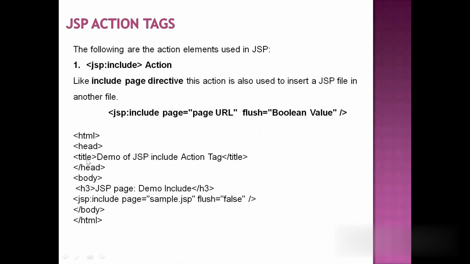Here this is my JSP file. In this JSP file, I am using the include tag: jsp:include page equal to sample.jsp. In this case, the specified sample.jsp page will be included in your JSP page. Here I am setting the flush value as false. This statement is optional. If you want to set the buffer on, then you have to specify the flush value, otherwise there is no need to specify it.